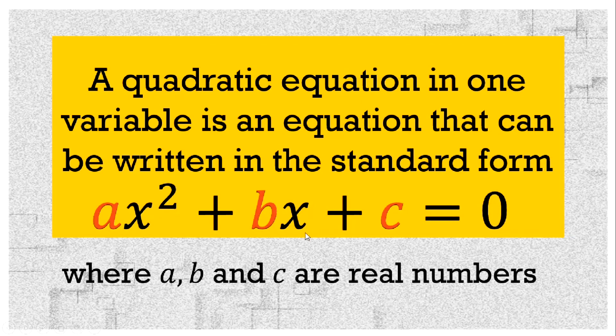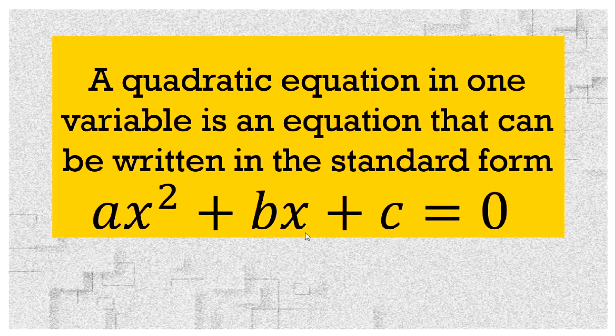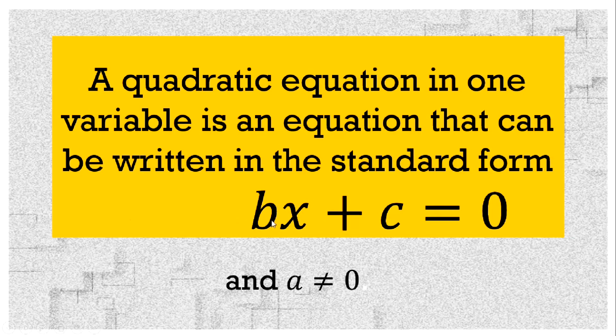So, ibig sabihin, kahit anong number pwedeng maging values ni A, B, and C provided that they are not imaginary. Dapat real numbers lang. Next condition, A should not be equal to 0. So, again, A is the numerical coefficient of our x squared. Si A, hindi siya dapat magsi-0. Kasi kung mangyayari yon, this equation is no longer a quadratic equation.